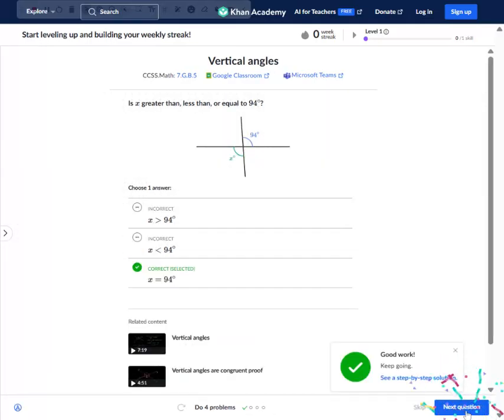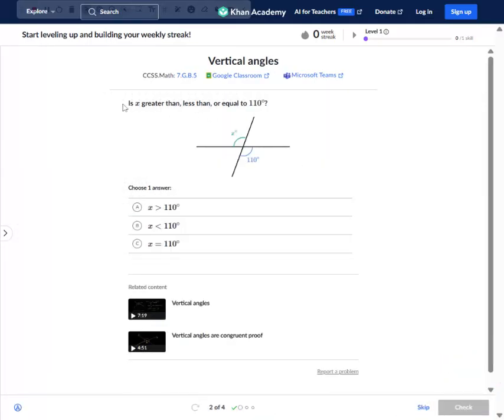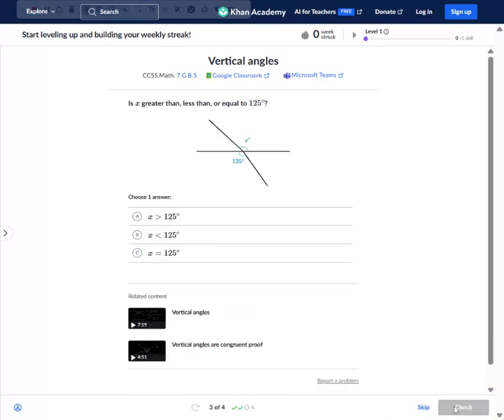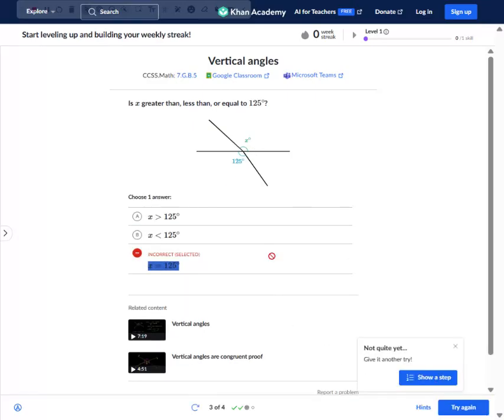All right, let's try another one. So again, is x greater than, smaller than, or equal to 110? Well, looking at these, we know they are vertical angles, so this is again going to be equal. It's a variety here. Greater than, less than, or equal. Oh, are they all? Okay, good. This one was different.